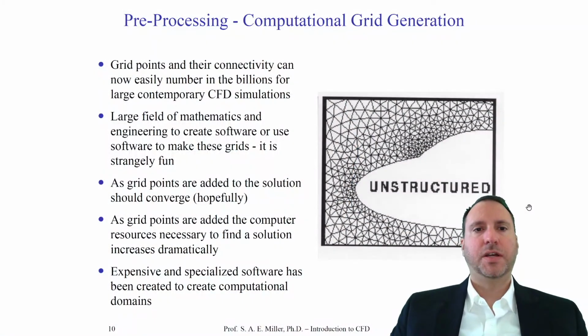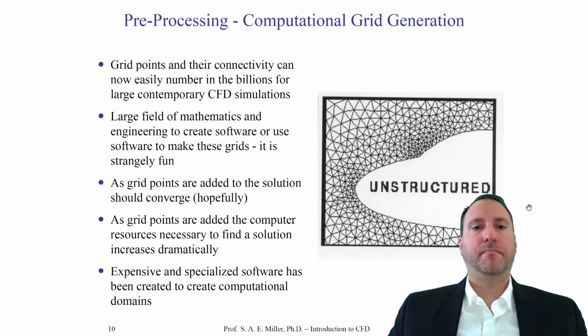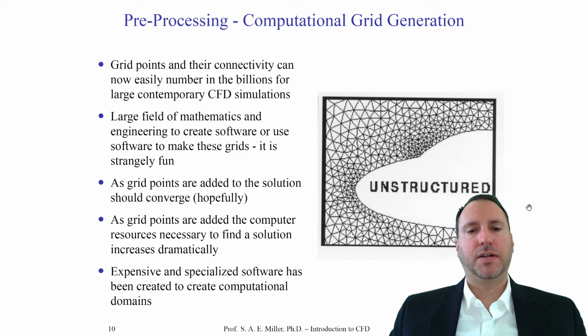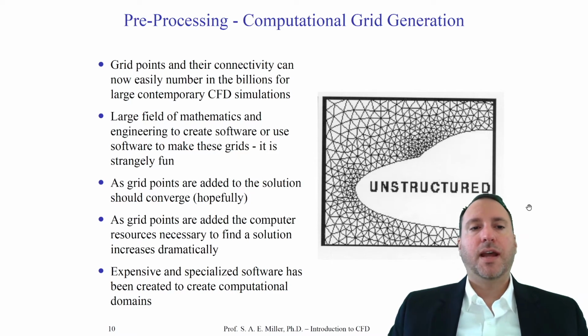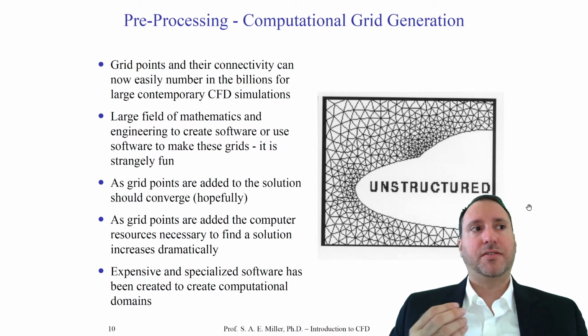Talked a little bit about the equations of motion and their discretization onto points and nodes. And now we need to talk about the pre-processing phase of CFD. So remember, grid points and their connectivity in a computational domain where the solver finds the solutions now easily number in the billions for large contemporary CFD cases. Some of my students are making computational grids in the millions, if not hundreds of millions. And there is a large field of mathematics and engineering to create software and the algorithms behind creating these computational domains very quickly.